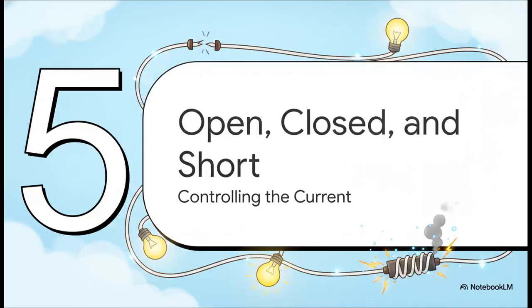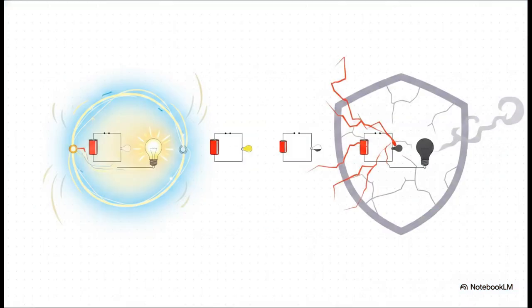Let's move into part 5, open, closed, and short, controlling the current. Look, things don't always light up perfectly on the very first try. That's just science. So we really need to understand the different states our circuit can actually be in.